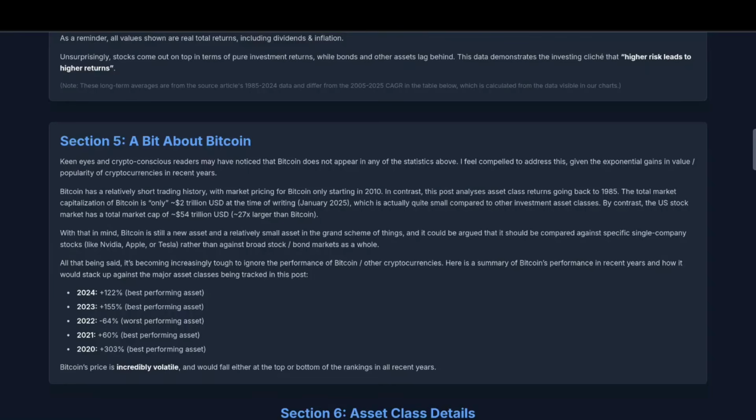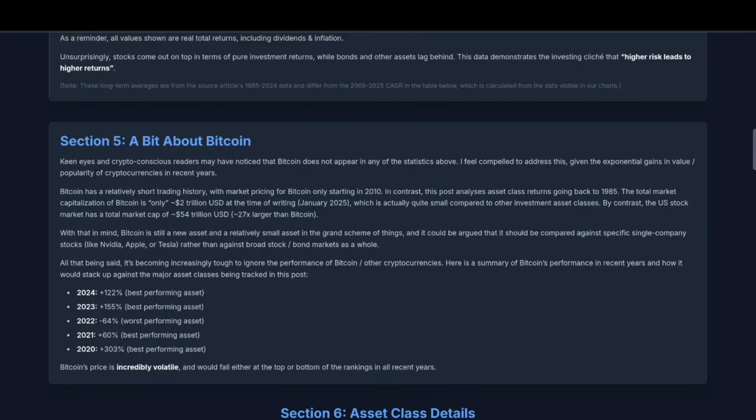So the total market capitalization of Bitcoin, and I'm going to use the word in quotes only, is $2 trillion at the time of writing. So I went back to January 2025, which is quite small compared to other asset classes. By contrast, the US stock market has a total market cap of $54 trillion, so 20x larger than Bitcoin. With that in mind, Bitcoin is still a new and relatively small asset in the grand scheme of things. And it could be argued that it should be compared against specific single company stocks like Nvidia, Apple, or Tesla rather than against the broader market and bond markets as a whole.